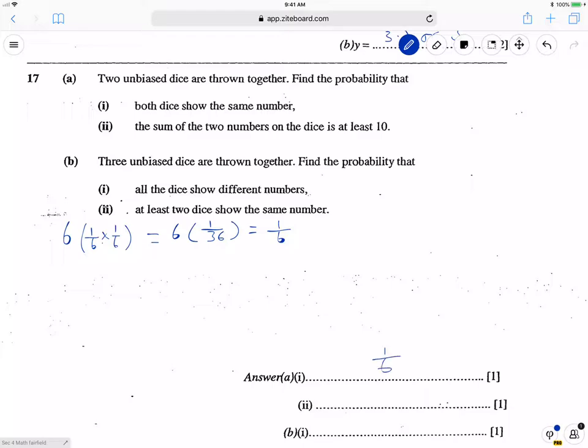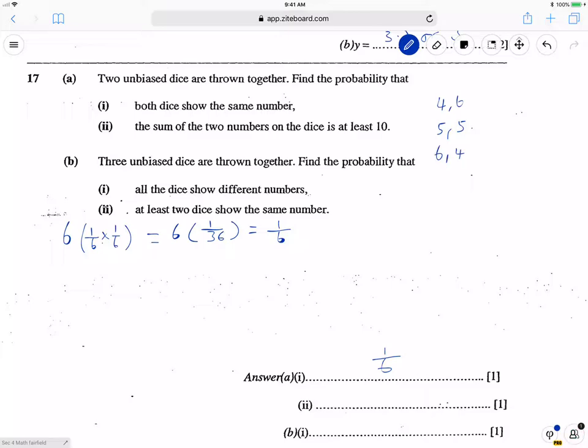Okay, 2. The sum of the two numbers is at least 10. At least 10. Yeah, so what are the possibilities? Let's write it out. So 4, 6, what else? 5, what else? 6, 4. Both numbers added together must be minimum 10. So 6, 4 also can.